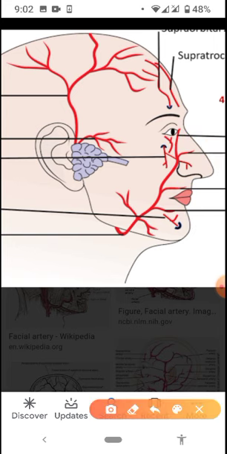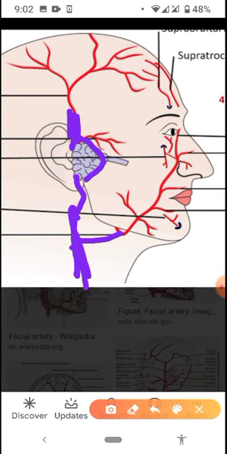As I have already told you, this is the superficial temporal artery. The superficial temporal artery is also a branch of the external carotid artery. Here is the external carotid artery, and from the external carotid artery the facial artery appears, and also the superficial temporal artery appears. And what is this? This is the parotid gland over here. So under the body of the parotid gland, the superficial temporal artery appears from the external carotid artery.